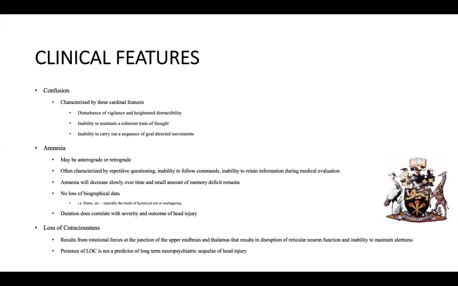And the duration sometimes depends on the severity of the injury and the location of the injury. Patients with temporal or frontal lobe contusions with a mild head injury tend to have a prolonged loss of memory. Loss of consciousness is usually because of the rotational forces around the area of the reticular activating system, and it can be temporary or permanent. Temporary, like in concussion, or it can be long term in patients who have severe head injury. And remember that the presence of loss of consciousness has no prognostic value in terms of the long-term follow-up of patients with mild head injury.